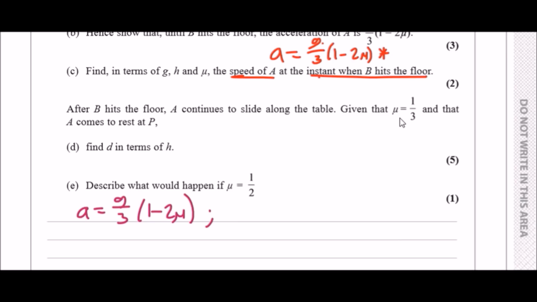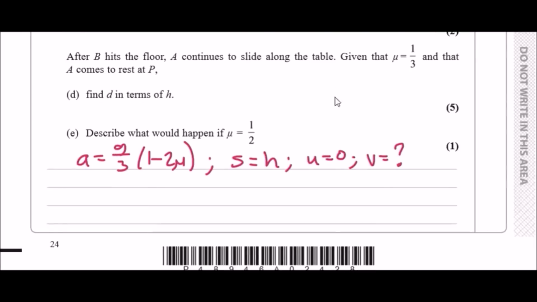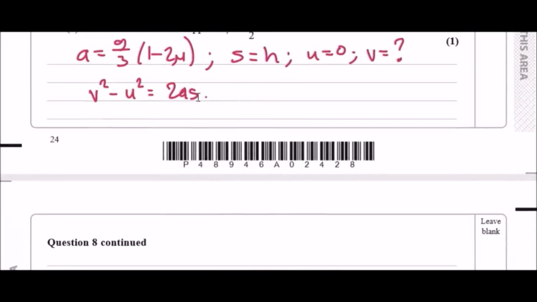We also know that the distance is h. The initial speed u, not mu, u I mean, is 0, and the final speed is something we're trying to obtain. Now, what SUVAT equation can we use with S, A, U, and V? Having a careful think about this, the most relatable equation I can think of would be v squared minus u squared equals 2as. I believe this is the perfect one, so let's go ahead and use that.